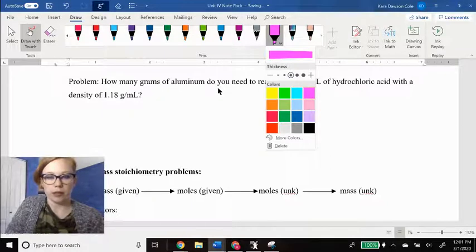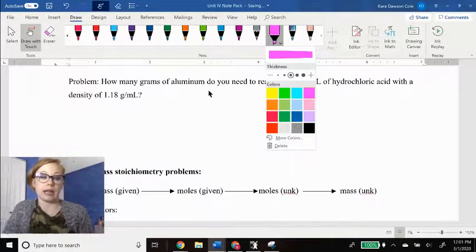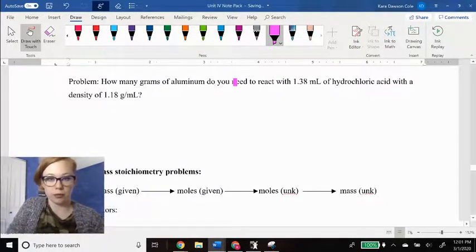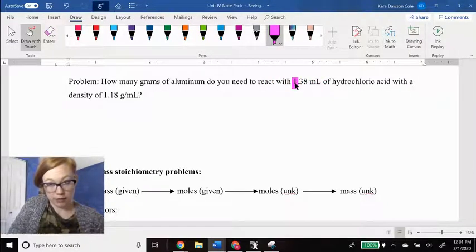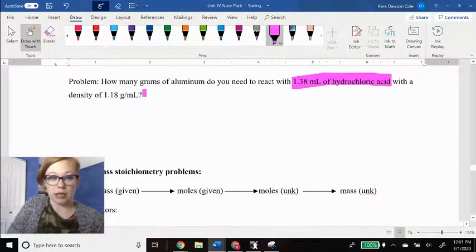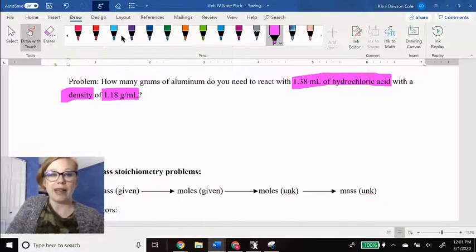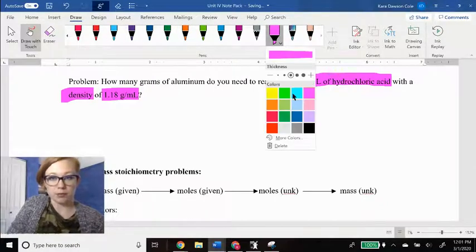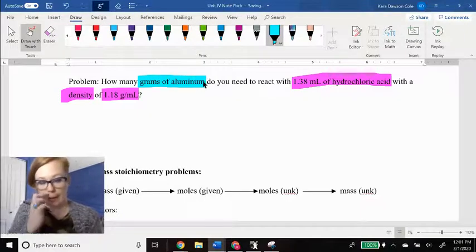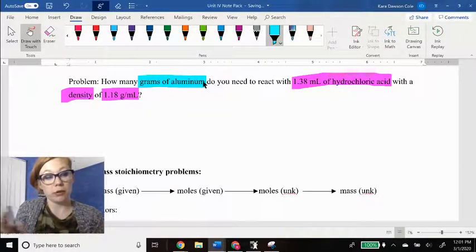So let's look at what we're given. This says, how many grams of aluminum do you need to react with 1.38 milliliters, so that's my given, of hydrochloric acid with a density of 1.180 grams per milliliter. So it's giving me my density. My unknown, the thing that I'm looking for, is how many grams of aluminum do I need? Grams of aluminum.